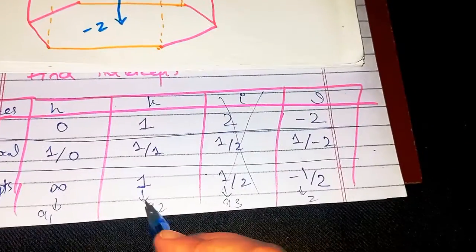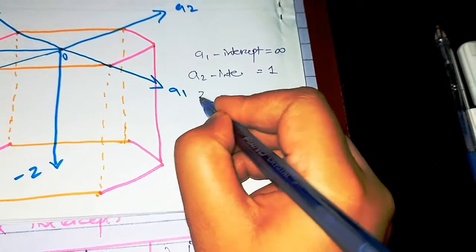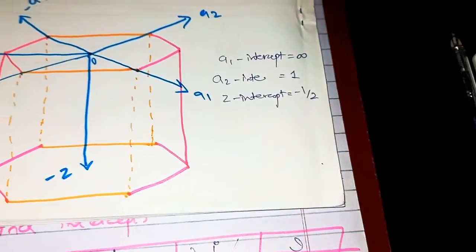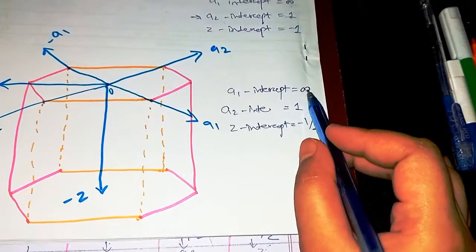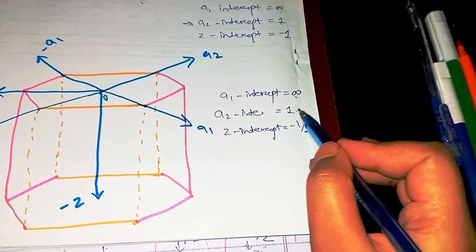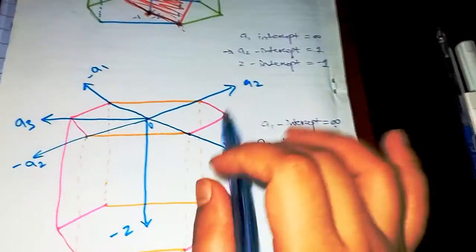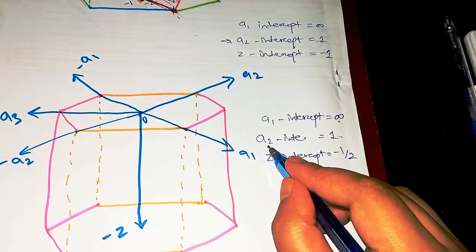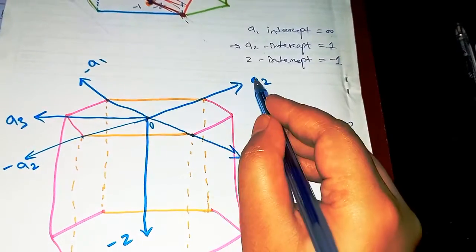Then we have a2 intercept, which is 1, z intercept is minus 1 by 2. So we'll deal with infinities at the end. First we'll draw the points which are not infinity. A2 intercept is plus 1, really easy. So starting from origin, we'll move 1 unit along a2 direction, which means from origin to the other corner of the unit cell along a2 direction.